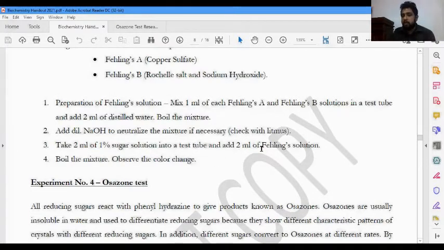Then what will happen if we add red litmus paper to Fehling solution? Will it remain red, or will it turn blue? Red litmus. If it is basic, what will happen?